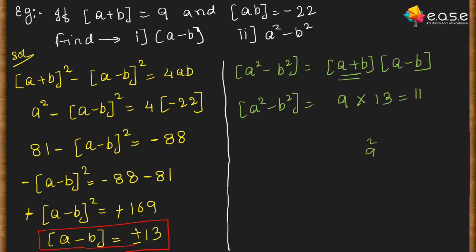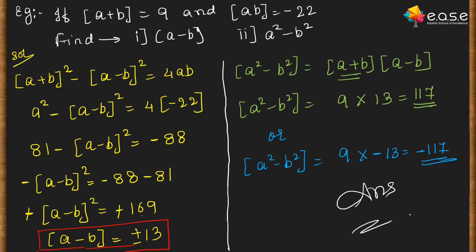But yeah, we can have an optional answer to it. Correct. Because 13 can be negative. We have got two values for 13. Or we can say that a square minus b square is equal to (a plus b) into (a minus b), but a plus b is 9 and a minus b is minus 13, in which case you will get minus 117. Correct. So two values for the next answer as well. Correct. So this is your answer. I hope you guys understood this. All right. Okay. Let's do the next question then.